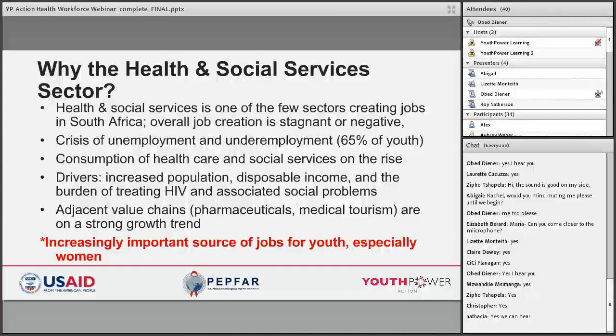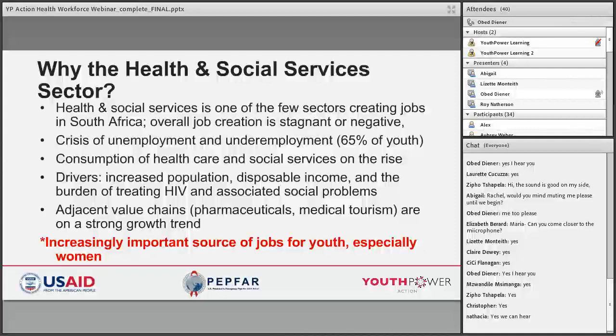So within this overall context, health and social services stands out as one of the few bright spots. It is a growth sector that is generating employment opportunities for youth. Health and social services represents 6% of formal non-agricultural employment in South Africa, and the share is growing. We see drivers of growth in this sector, including population growth, increased income, and of course increased need for health and social services, driven in part by the burden of HIV and associated health and social problems. Also, in adjacent value chains, such as pharmaceuticals and medical tourism, we see a strong growth trend currently and projected into the future.